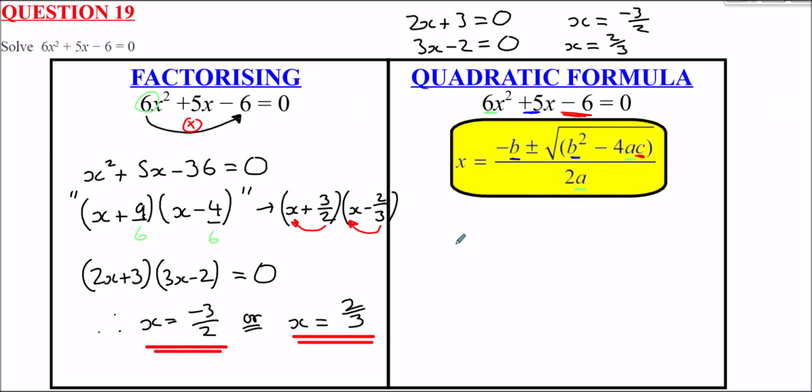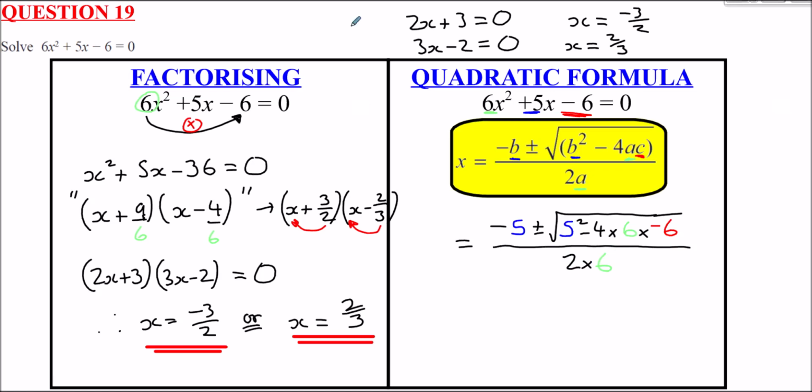So if we substitute these values in, we get x is going to be minus 5 plus or minus the square root of b squared, which is 5 squared, minus 4 multiplied by a, which is 6, multiplied by c, and c is minus 6. All of that divided by 2 lots of a, and a is 6 of course, so divided by 2 times 6. So we just type this into our calculator with care.